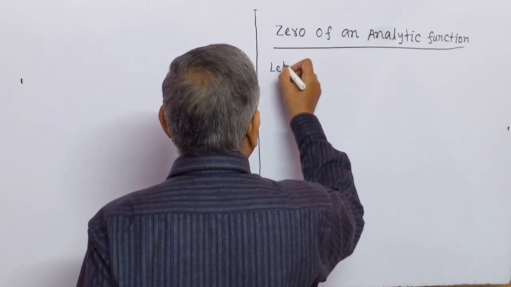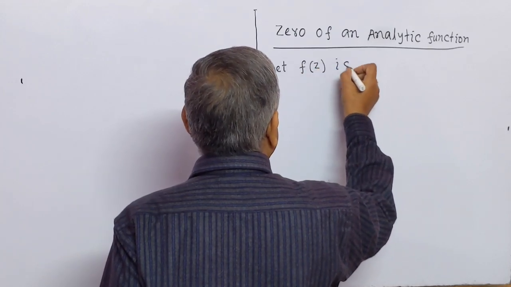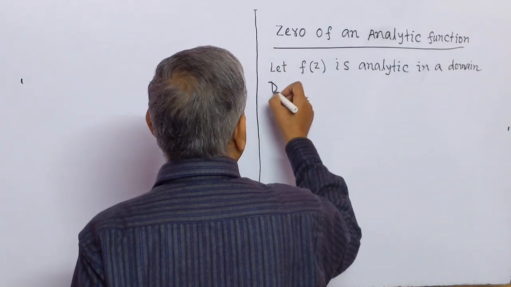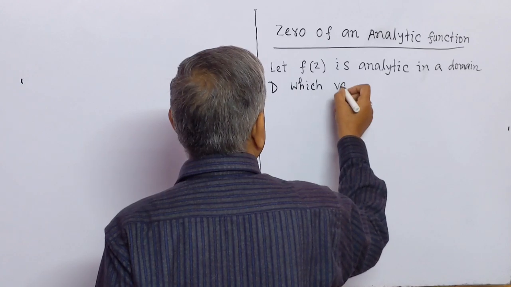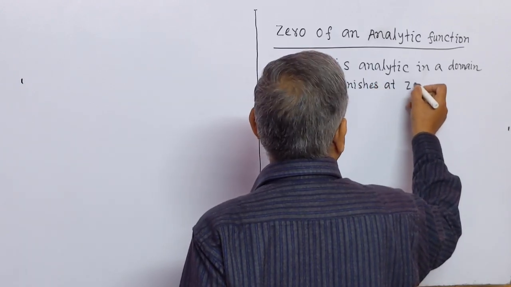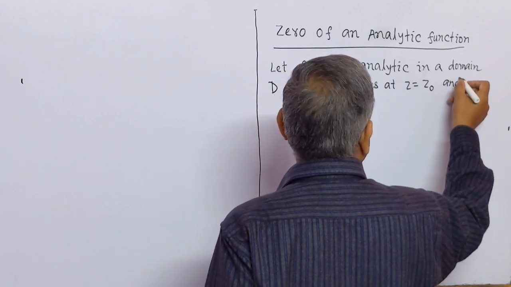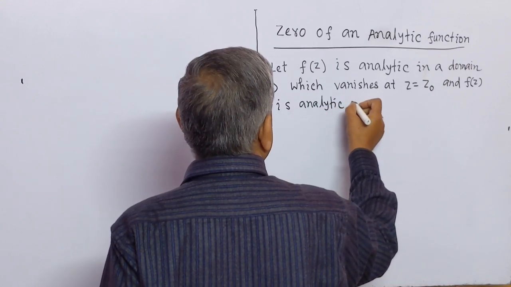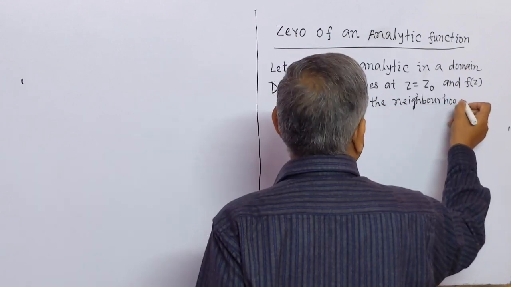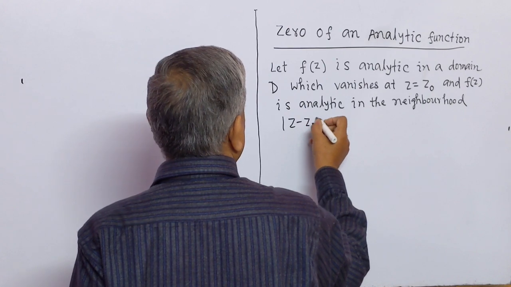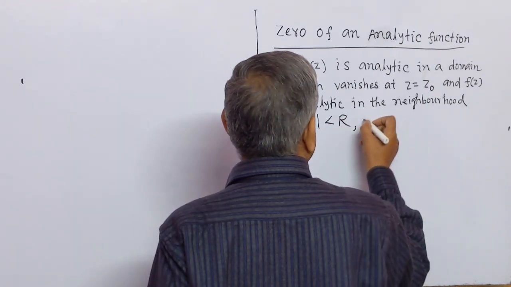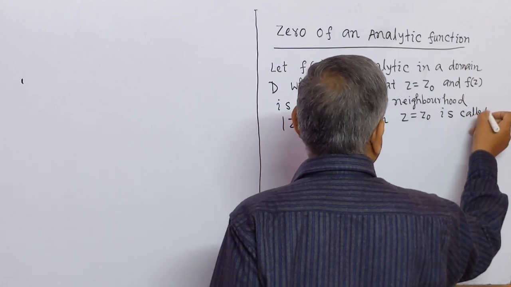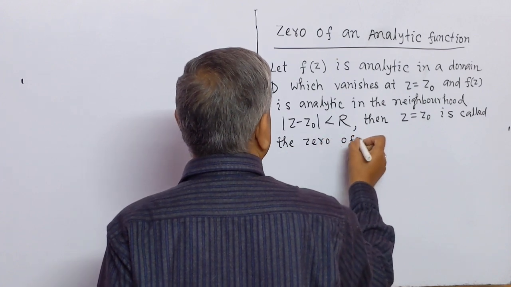Let f(z) be analytic in a domain D which vanishes at z equal to z naught, and f(z) is analytic in the neighborhood modulus of z minus z naught less than r, then z equal to z naught is called the zero of the analytic function.